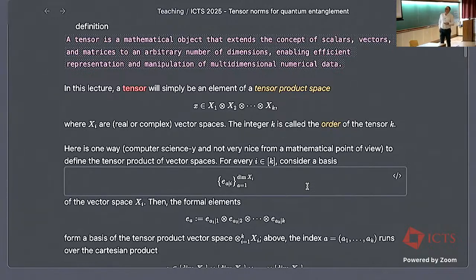Meaning that if for every vector space Xi I have a basis e_a^(i), where i is the index of the tensor factor and a is the index of a basis element inside Xi, then a basis of the tensor product space is given by these formal vectors, which I build by taking one basis element from the first space, one from the second space, up to one from the kth space. Basically, these are indexed by the Cartesian product of these sets of bases.